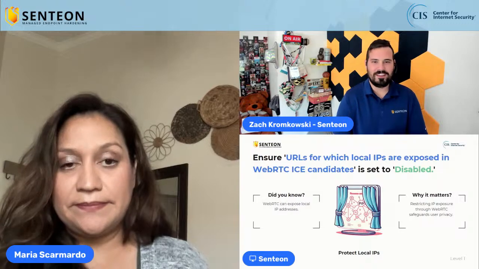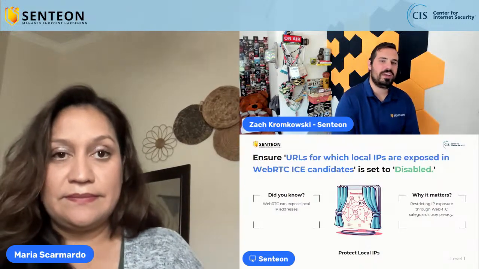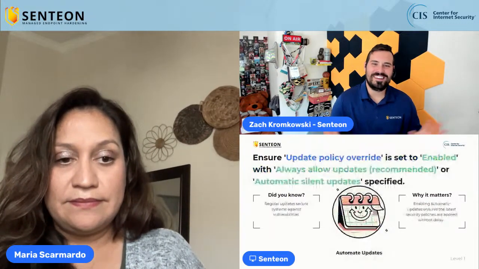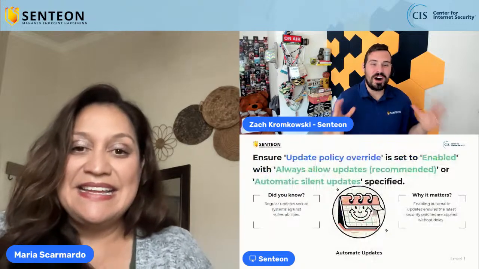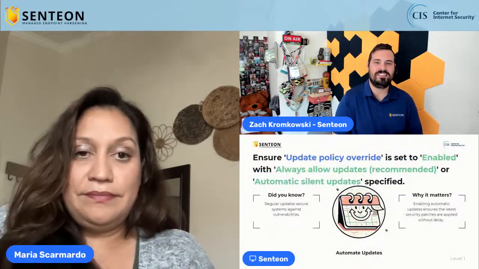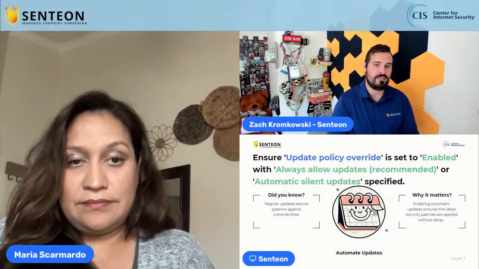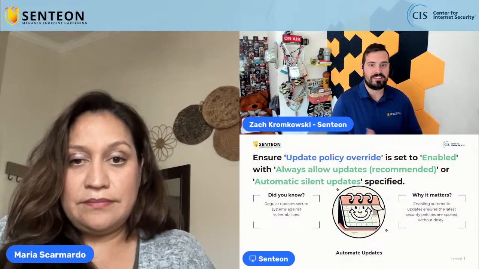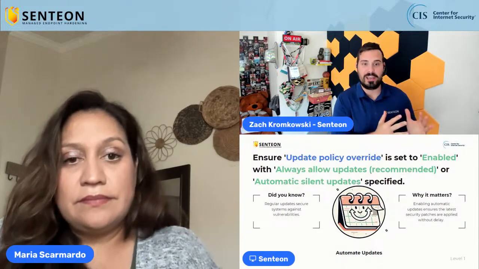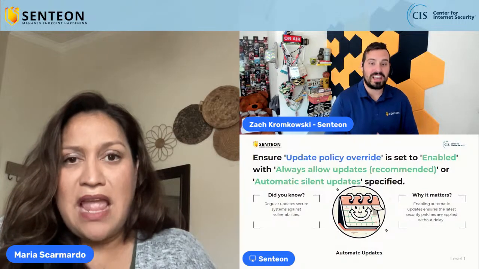Perfect. All right, let's do this next setting here. Another one that just entertains me that these exist: update policy override is set to enabled with always allow updates, which is recommended, or CIS does have some flexibility here, still enabled, but the automatic silent updates.